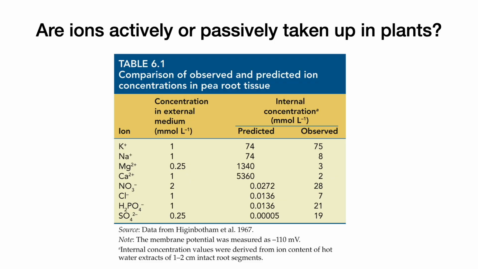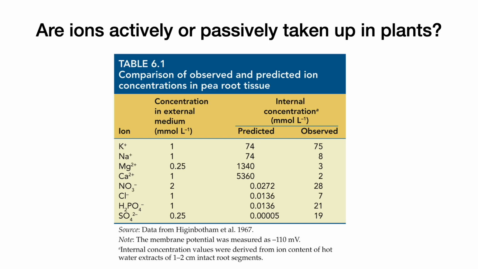Well, Higginbotham et al. in 1967 attempted to make these calculations in the days when there were cruder instruments to make these measurements. So they had a number of ions in solution outside of the roots, consisting of potassium, sodium, magnesium, calcium, nitrate, chloride, phosphate, and sulfate. And the outside external concentrations in the medium are listed here, ranging from 2 to 0.125 millimoles per liter, or millimolar concentrations.